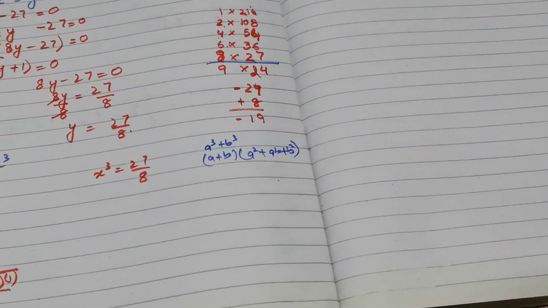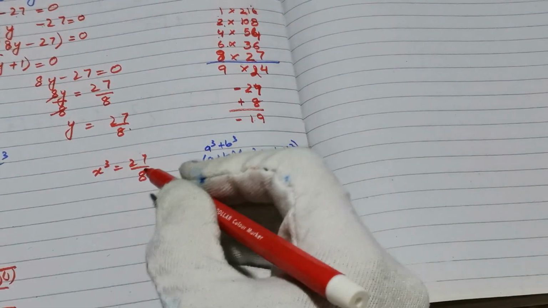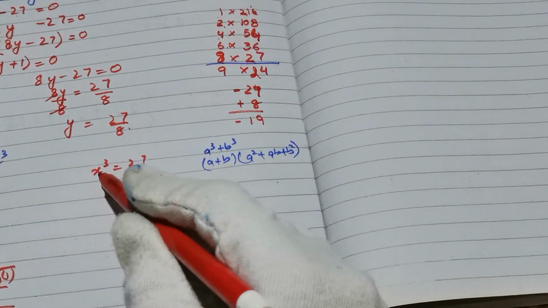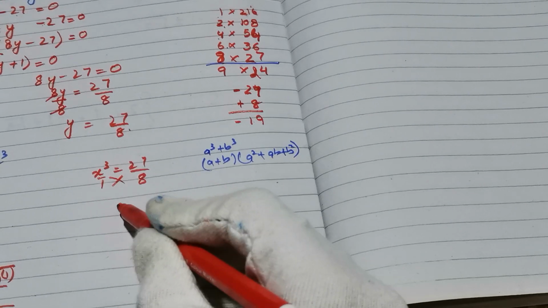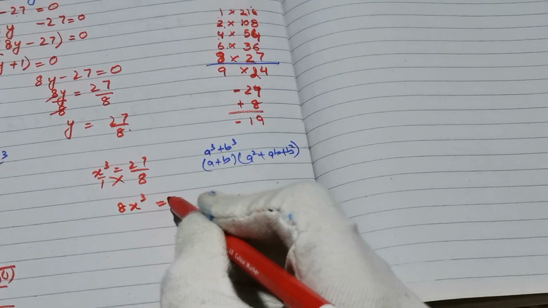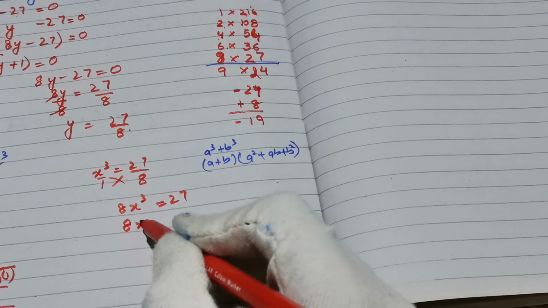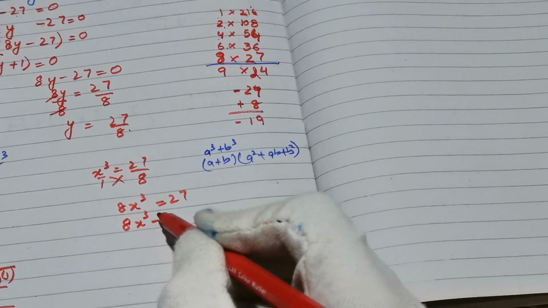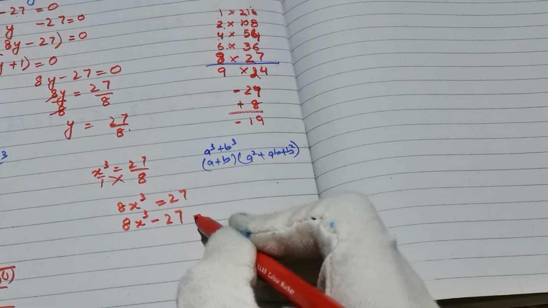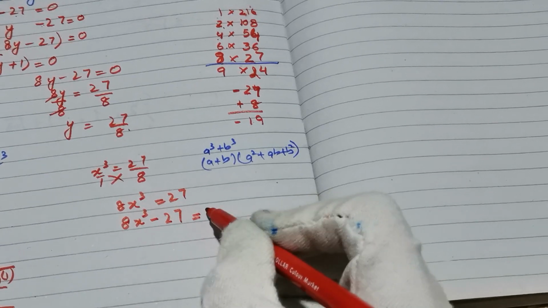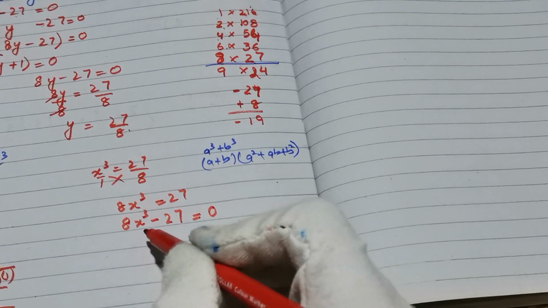Now we solve the equation for this term. 8x cube is equal to 27, cross multiply. 8x cube minus 27 equal to 0, when we take 27 to the left side.